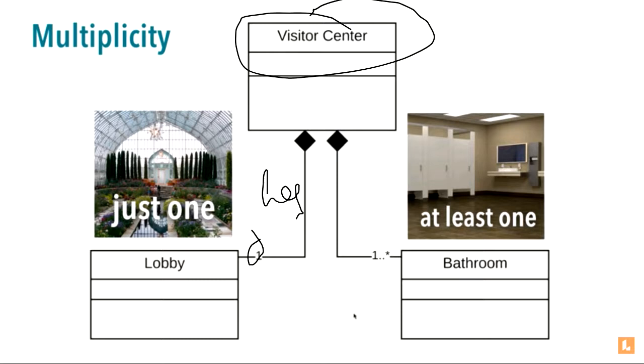Now the next thing I want to say is that this visitor center has at least 1 bathroom. It means there is at least one bathroom, and there can be any number more than one. At least 1 bathroom is there. So how will you show 1 or more than 1? You will write 1 dot dot star like this. So how will you read it?